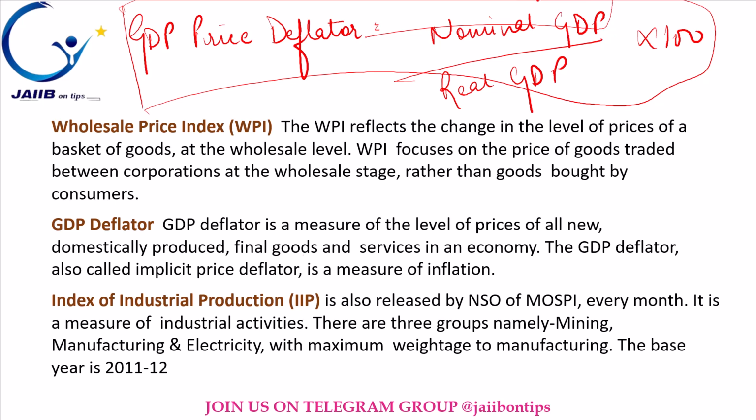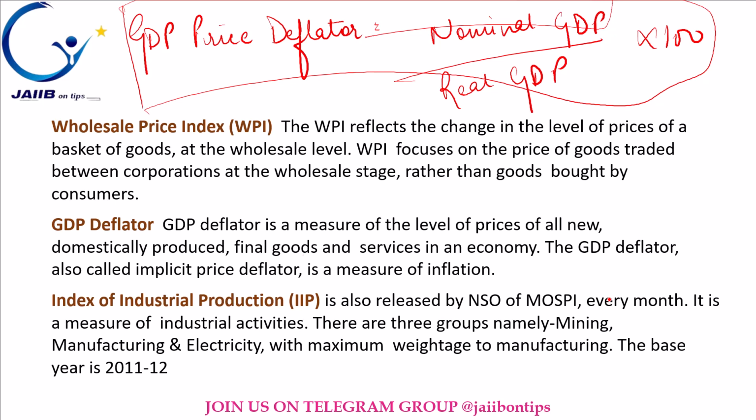So GDP deflator is available only on a quarterly basis along with GDP estimates, whereas the CPI and WPI data are released every month, right? Last one is Index of Industrial Production, that is IIP. It is also released by NSO of MOSPI every month. It is a measure of industrial activities.